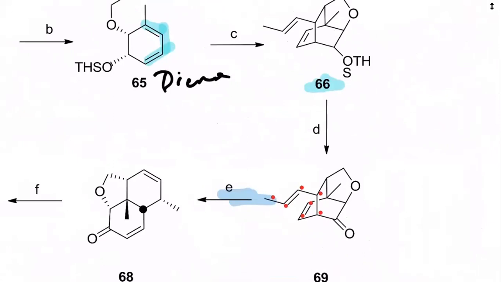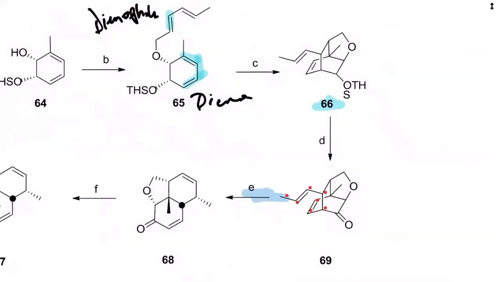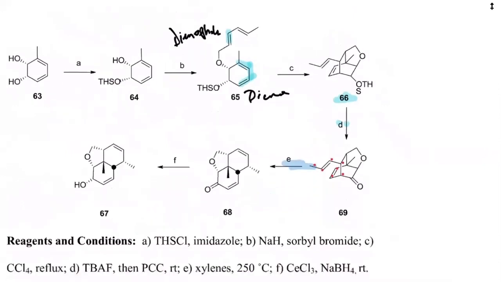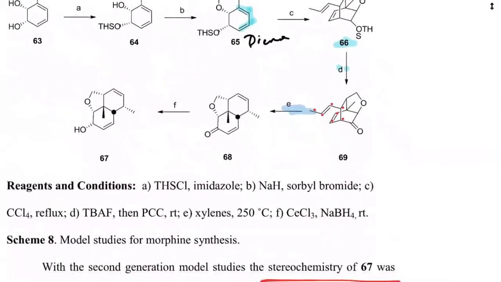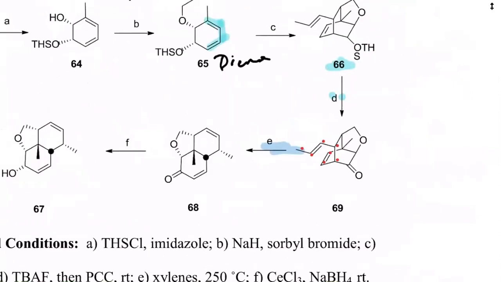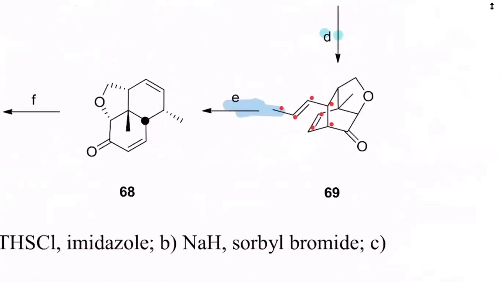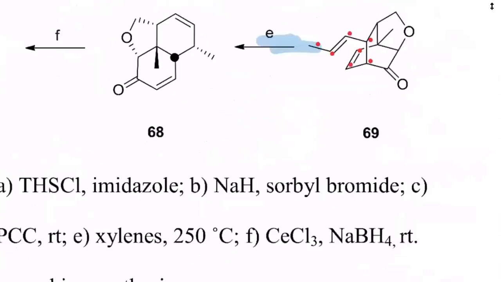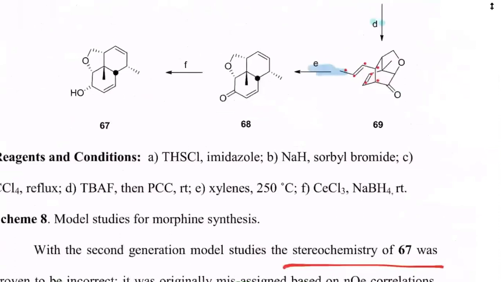And then if you deprotect that, which is what this step is right here, D, you can look at the reagents. D is tetrabutylammonium fluoride, and then PCC. So a deprotection followed by an alcohol oxidation. So you deprotect, and then you oxidize that secondary alcohol up to a ketone, which gets you to 69. But in 69, you can see that it actually goes through a Cope rearrangement. E is, I think, they just warm it to 250.